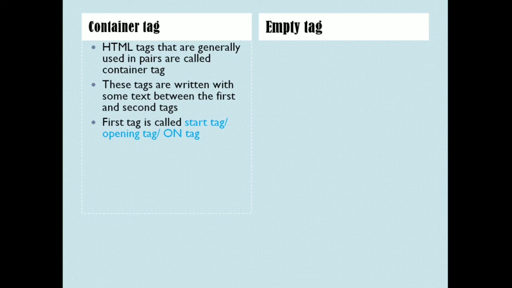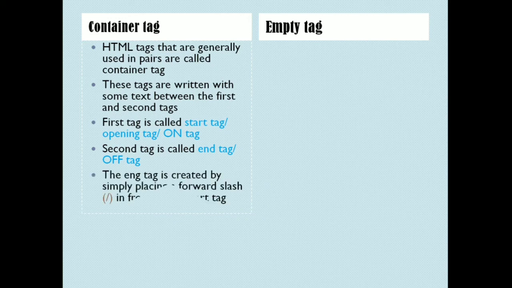Okay, the first tag is known as on tag, start tag or opening tag. There are three names for the first tag. Usually we will call it as opening tag. Okay, two more names are there, start tag or on tag. And the second tag is known as off tag, closing tag or end tag. There are three names for the second tag also. Okay, end tag, off tag and also closing tag.